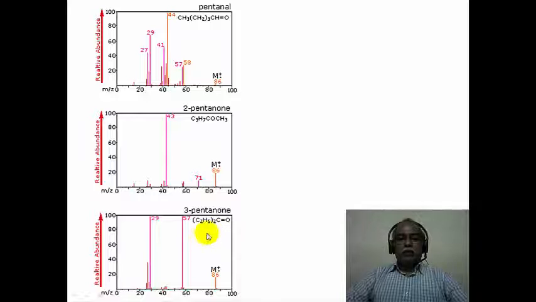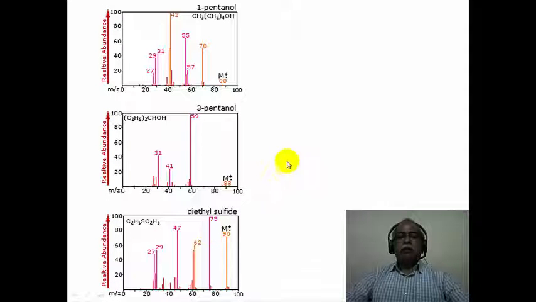3-pentanone again has a simple fragmentation pattern. Loss of 29 mass units corresponds to 57. So essentially you register 29, which is the ethyl cation, and 57, which is due to the propanoyl cation, that is C2H5CO plus, what is registered at 57 in the spectrum. The spectrum is a fairly simple spectrum. The molecule is a symmetrical molecule here.